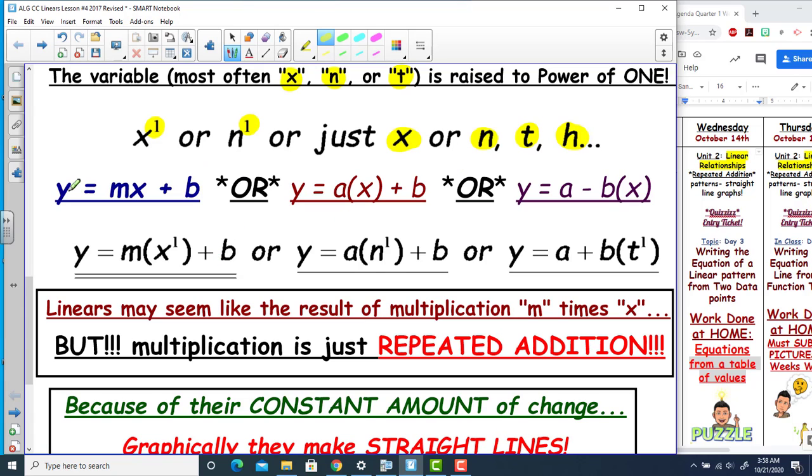The most common form or formula or presentation of a linear relationship is y, the measured amount, whatever it is we're investigating, is a result of a number of repeated multiplications of whatever the rate of change is. So m is the rate of change, the amount being repeatedly added over and over again, x number of times, plus the beginning amount b, wherever that pattern starts.